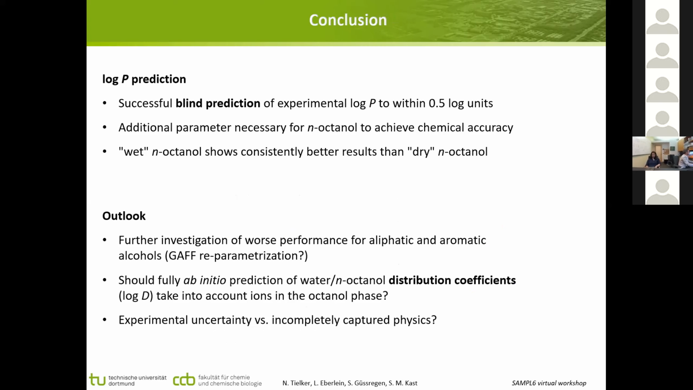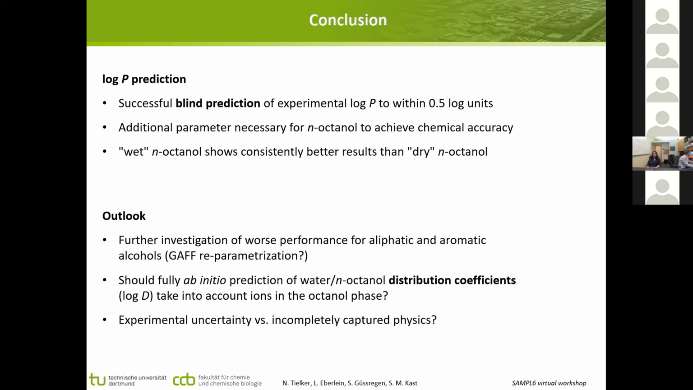So we could successfully predict the experimental logP's with our best model to within 0.5 log units. We had to use an additional parameter in comparison with water for N-octanol to achieve good accuracy. The other two models, where we only used one parameter, I think they had an RMSE of 1.2, 1.3, so they were not nearly as good. The wet N-octanol I actually did not mention, I have the tables in this talk, but they are consistently better, only within like 0.1, 0.15 with the error metrics.